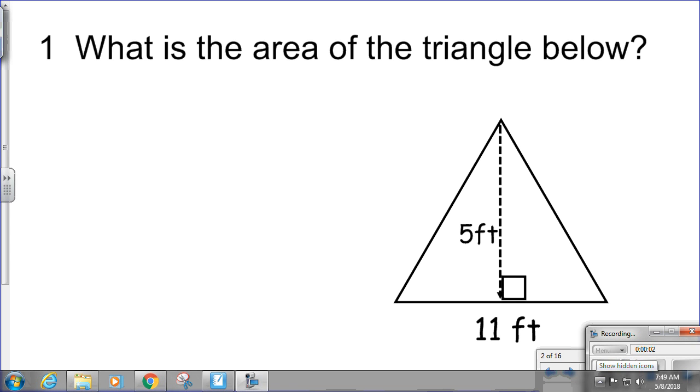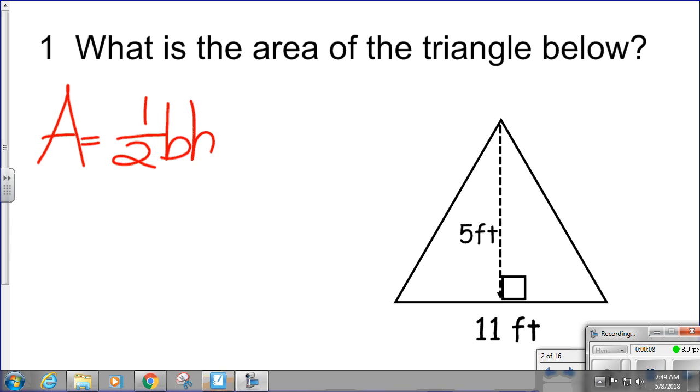Okay, so what is the area of a triangle? We need the formula. Area equals 1/2 base times height. Does not matter what type of triangle you have, you will use the same formula. We have a base of 11 and we have a height of 5. Don't get nervous that that dashed line looks like it's splitting that shape in half. It's not. It's just showing you the height.